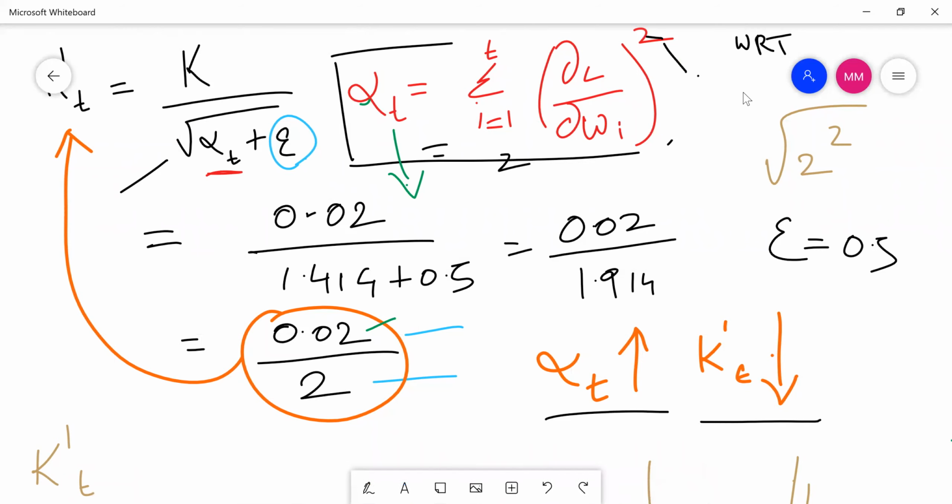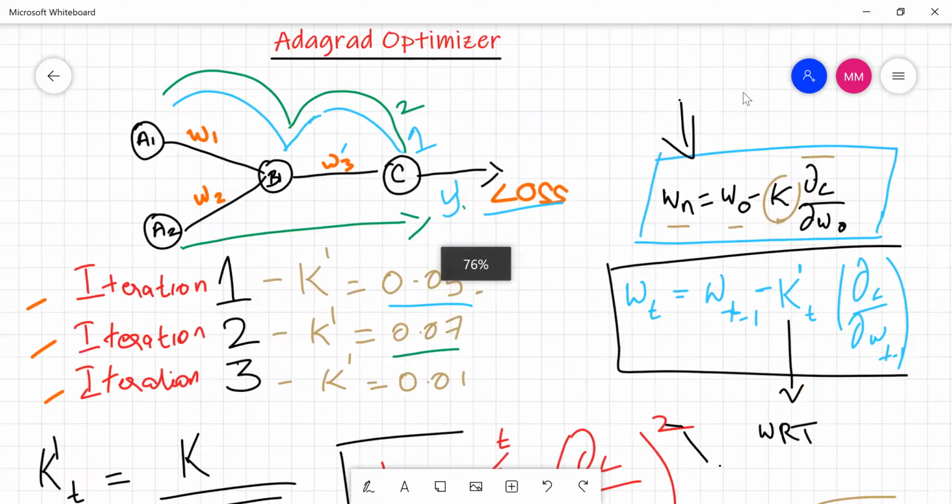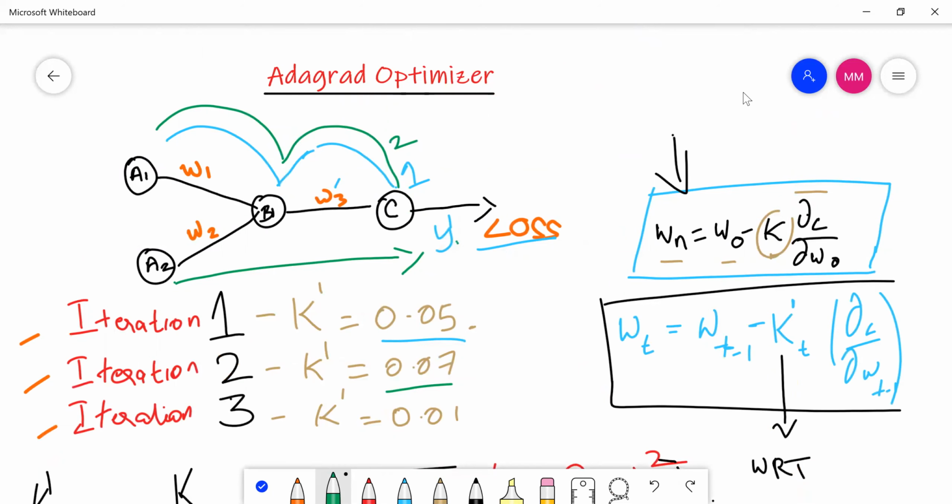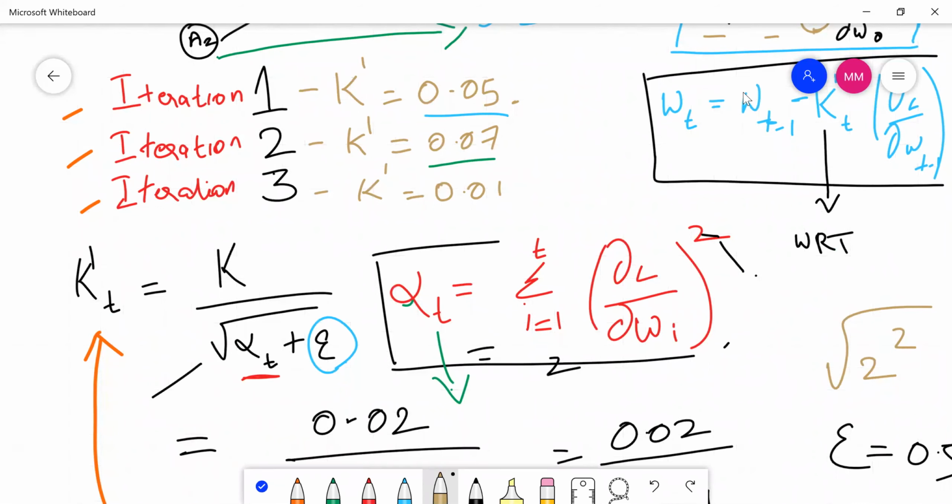So I hope you understand what ADAGRAD is and why we are using a different learning rate for each iteration. So how will this formula change with respect to k dash, and in k dash what will we be using? We will be using alpha and epsilon. Epsilon is nothing but a constant value, and alpha is nothing but the derivative of loss with respect to weight. The weight value will be considered the time value. As I told, epsilon is a constant, so we will be finding the square root and dividing the original learning rate by it. Then we will find the new learning rate. This learning rate will be used in the next iteration.